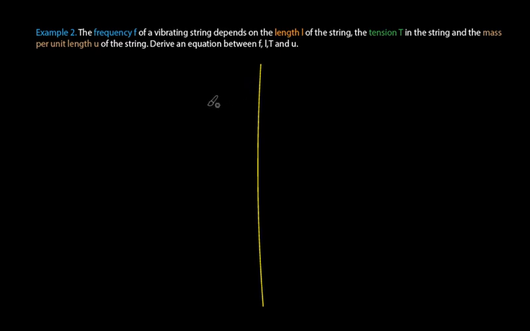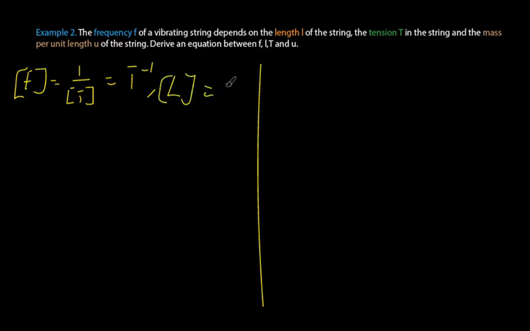So let's have a look at the quantities we have in this example. First of all, we have frequency, and frequency is what? 1 over what? Time. So the dimensional equation for frequency is T inverse. So with that being said, let's go on and find the other terms. Over here we have depends on the length. So we have L. The dimensional equation for L is still what? Length. So that one, no problem.